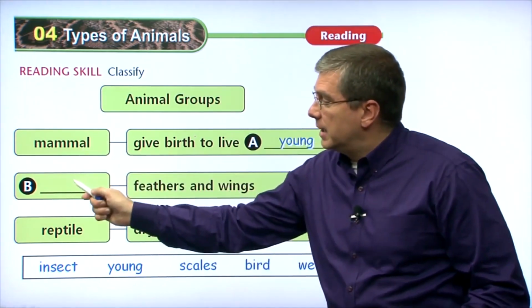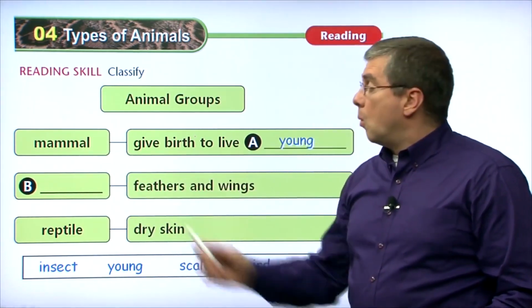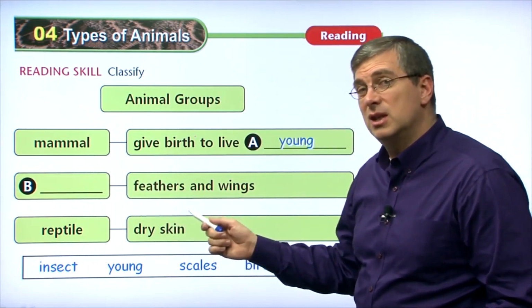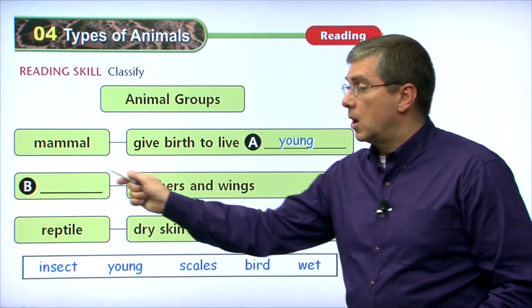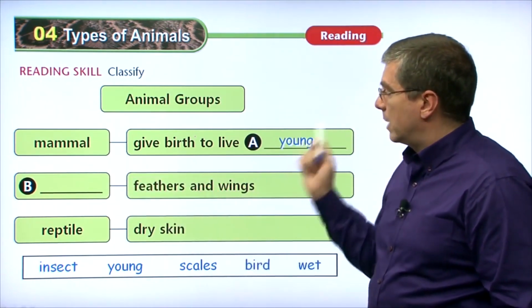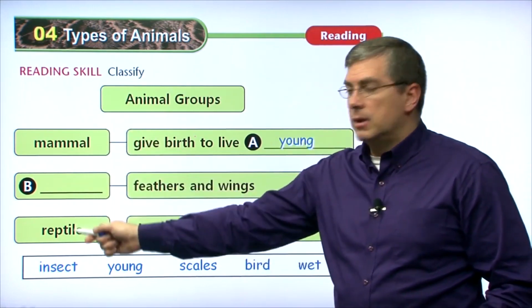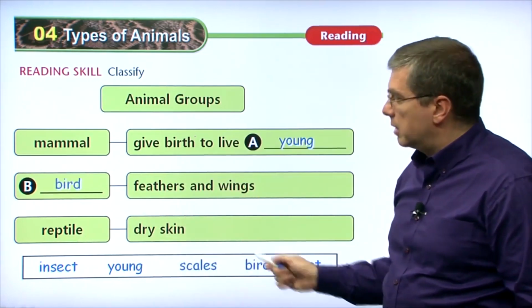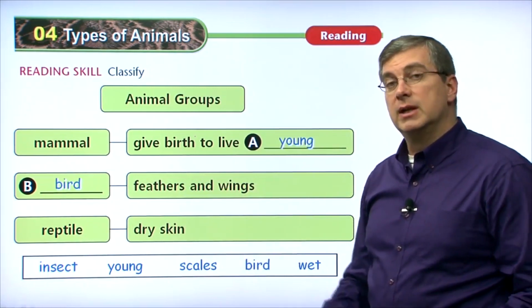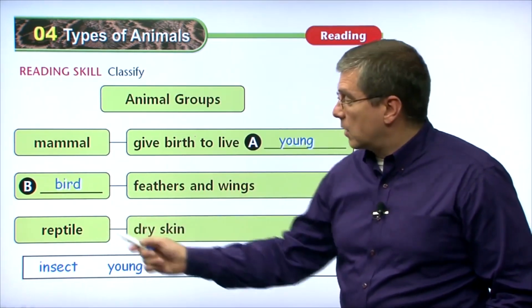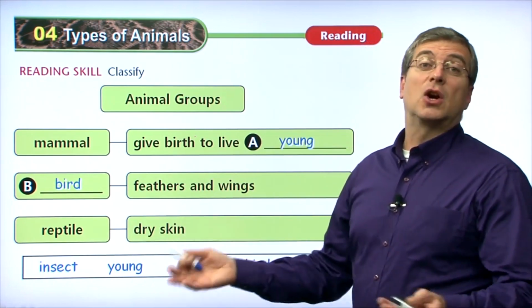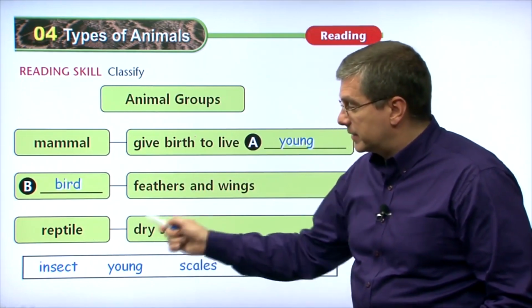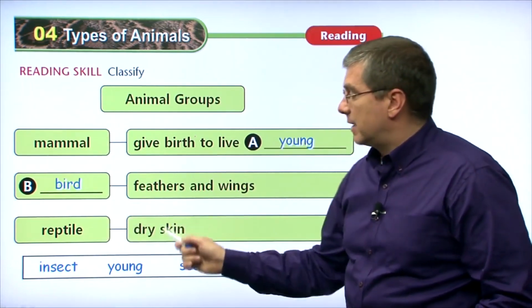Now over here, the question is in the category. B, what is it? We don't know. We have to look at the characteristic, kind of like the definition, to figure out what is the category over here. Let's take a look. Feathers and wings. So we're looking for a type, a classification of animal that has feathers and wings. Which one? If you choose bird, of course you would be right. Birds have feathers and wings. Okay, let's look at the last category. Actually, the last category is very easy. It's already done for you. We have the classification reptile, and we have the characteristic about it, dry skin. So reptiles have dry skin.